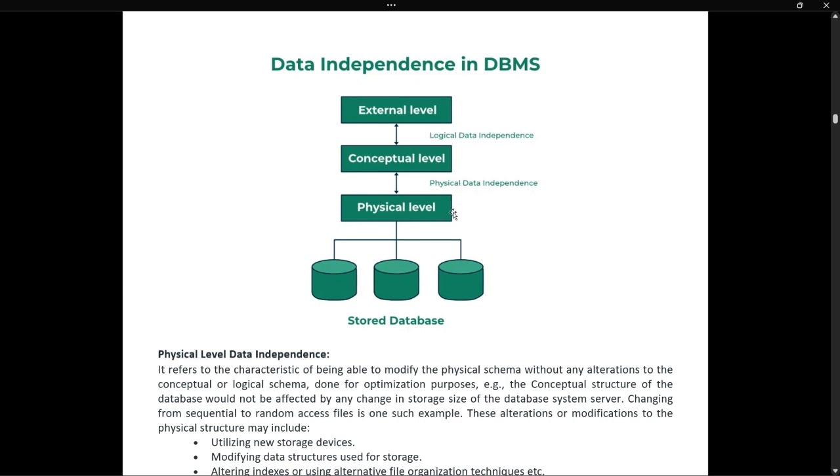So that's it for today's class, data independency in database management system. If you have any doubts, please do comment, and please do watch the previous sections also, on levels of abstraction, because physical level, conceptual level, you are going to understand in that video only.